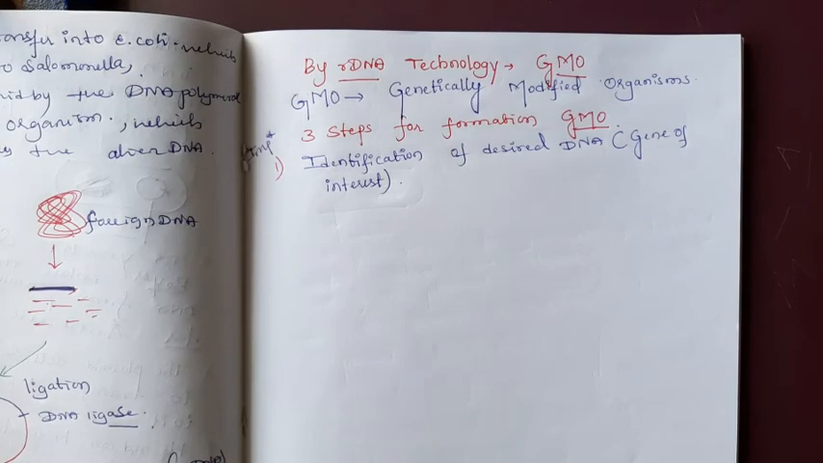First one, identification of the desired DNA gene. I can say desired gene or desired DNA. The gene is nothing but the DNA only. A short segment of DNA is known as a gene. First we have to search for the DNA, isolate it, and separate the genes from our gene of interest. We have to isolate one gene.